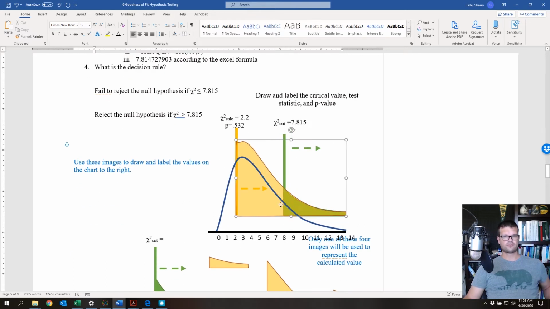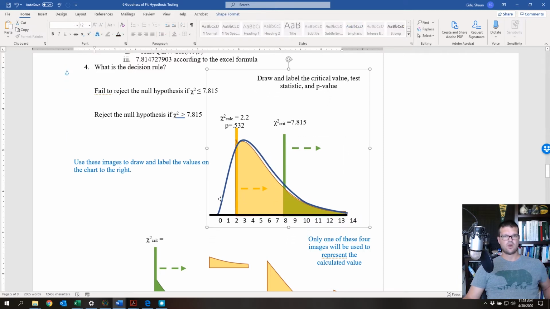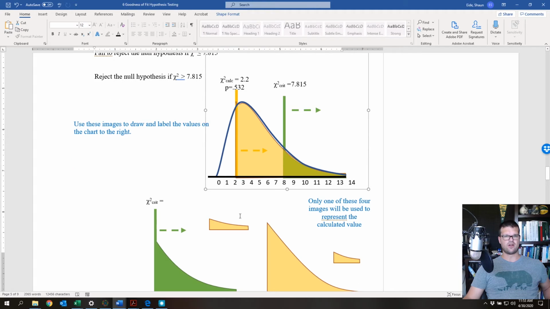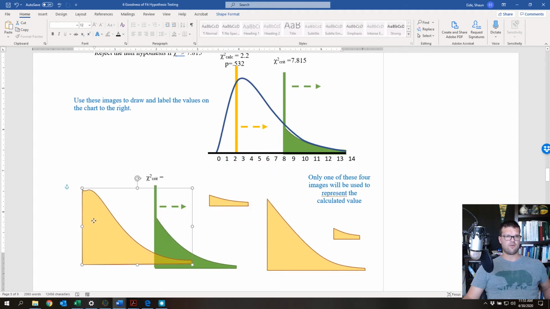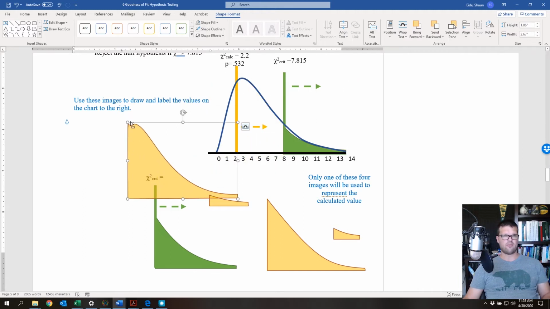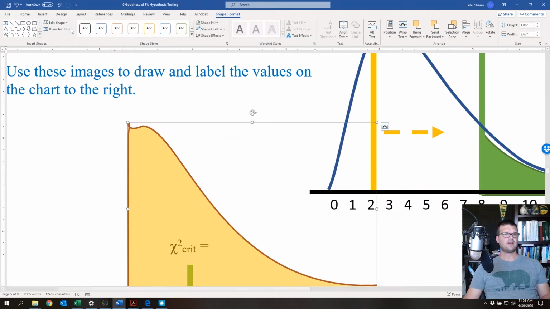So in other words, I'm going to move this. There we go. Reject the null hypothesis if chi-squared calculated is greater than 7.815. Fail to reject the null hypothesis if chi-squared calculated is less than this green value right here. I picked these up from right here, moved them into here and organized them. If you want to know how to edit the shapes, like this shape right here, I'm going to show you something really cool. Double click on it, click edit shape, edit points, and this is under the shape format. You can edit these points to make it fit inside whatever you're trying to make it fit inside of.